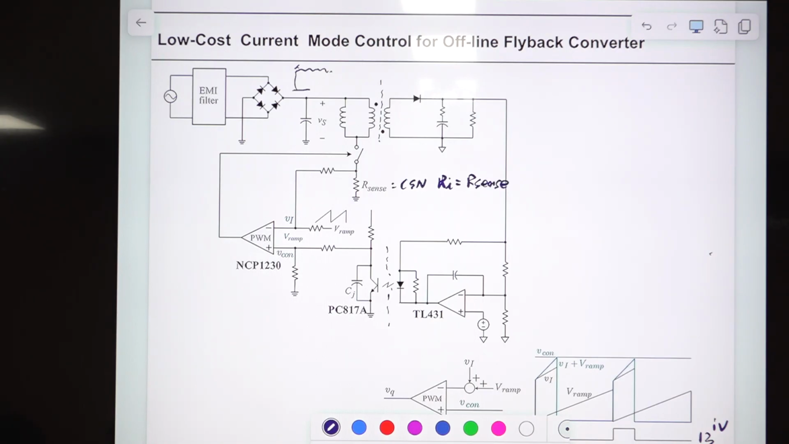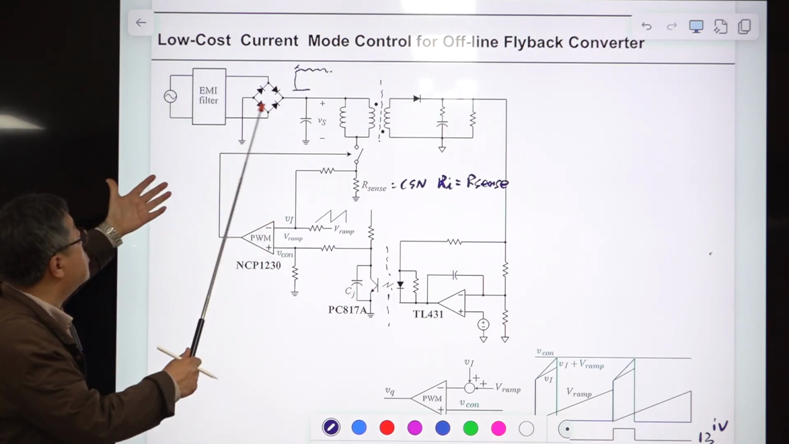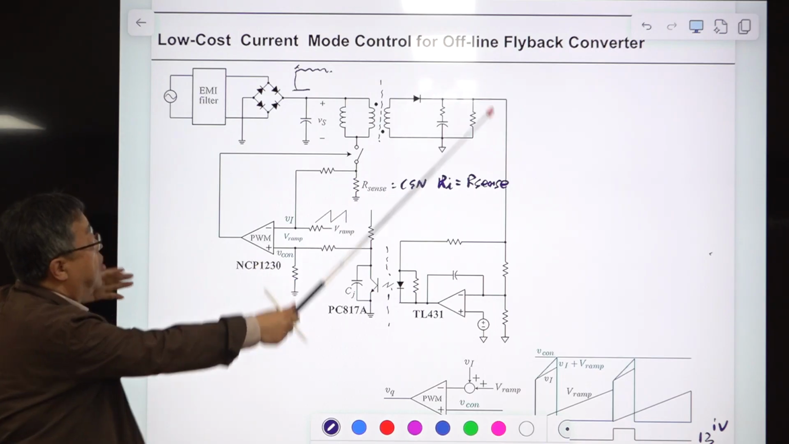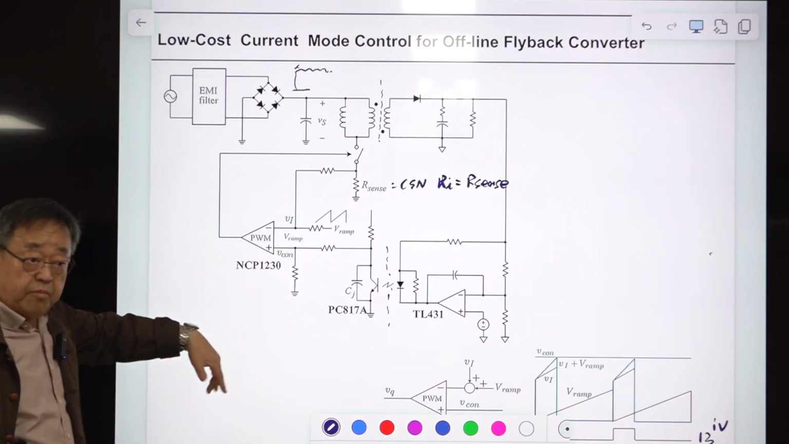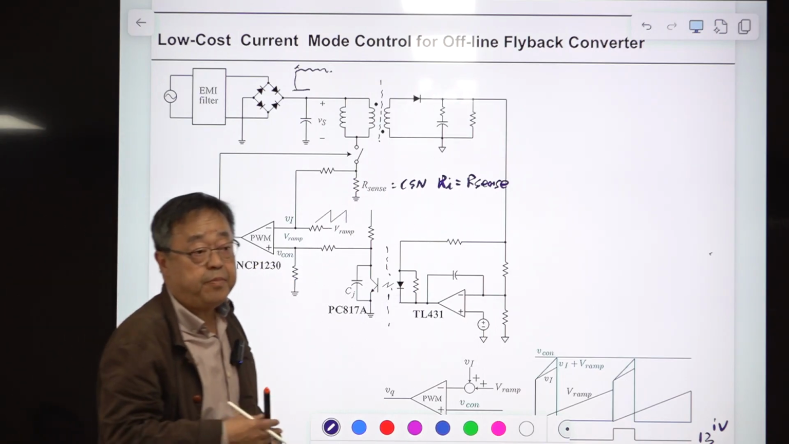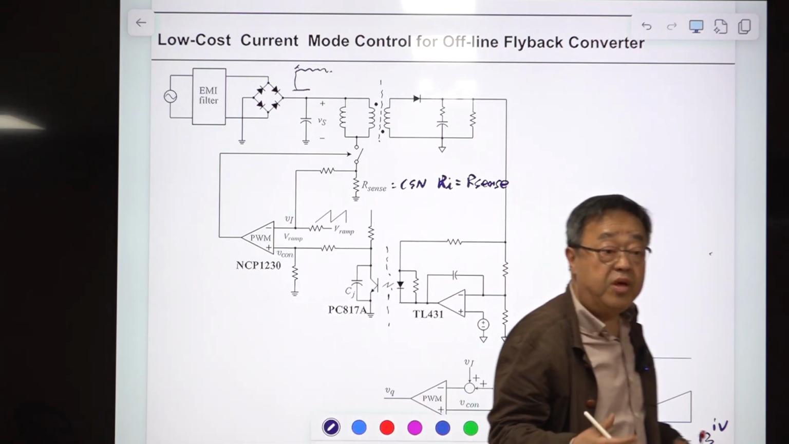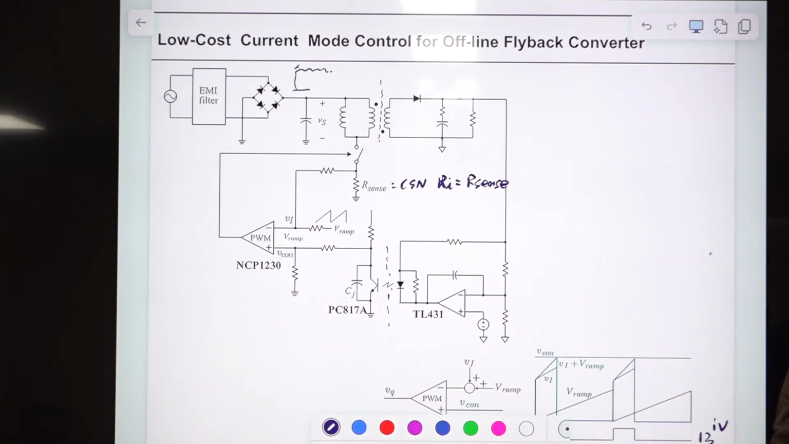Okay, so this can be considered the lower end of the current sensing network, but this is very popular for this low-cost current mode control for the offline flyback converter. Maybe if you go to a company making some home electronics and you are assigned to the power supply division, 90%, you will be working on this converter. Okay, so this is very popular, very cheap.